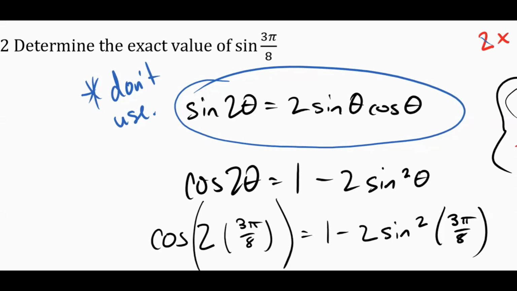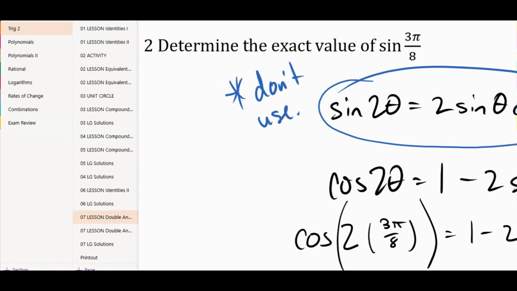Okay? So for the cos, what is the formula for the double angle of cos? 2 cos squared theta minus. Good.